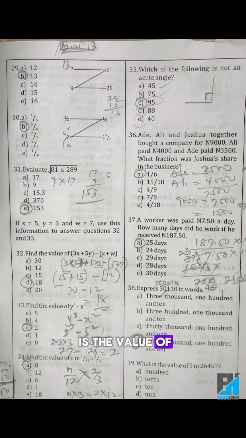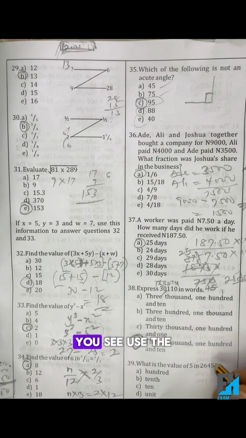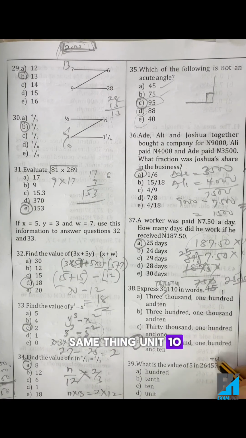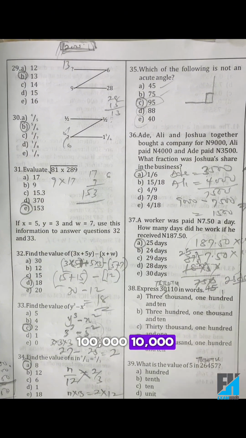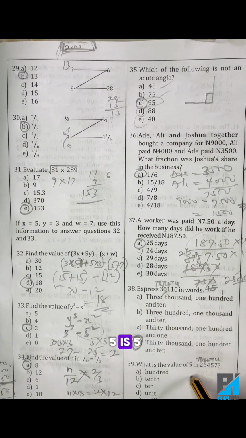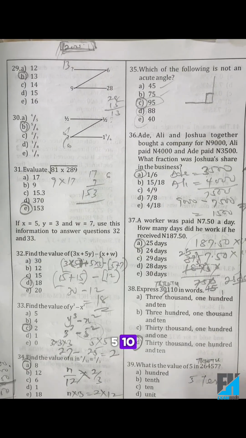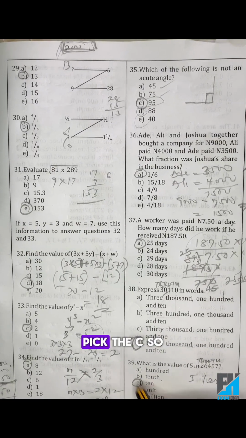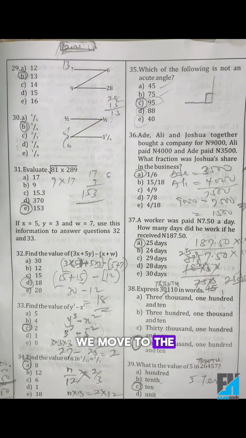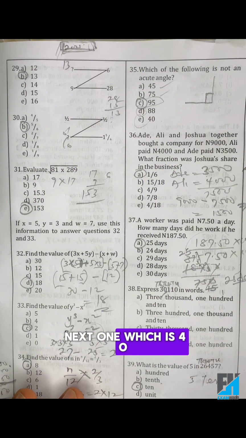What is the value of 5 in 26457? You see, it's the same thing. Units, tens, 100, 1,000, 10,000. Where is 5 here? 5 is 5 tens. Don't make the mistake. Don't go and pick tens. Pick this, C. So we move to the next one, which is 40.